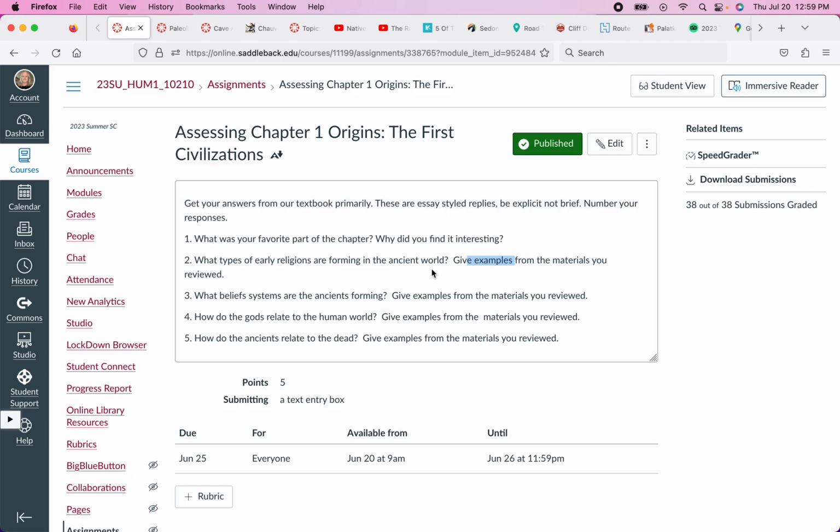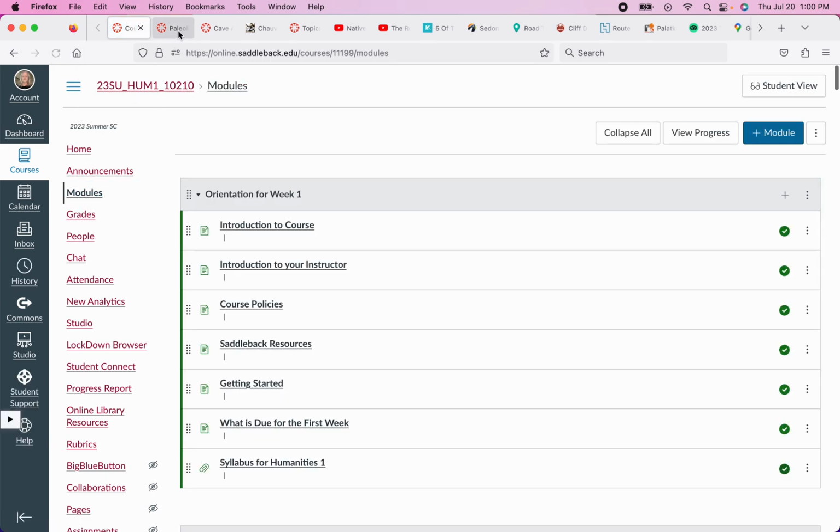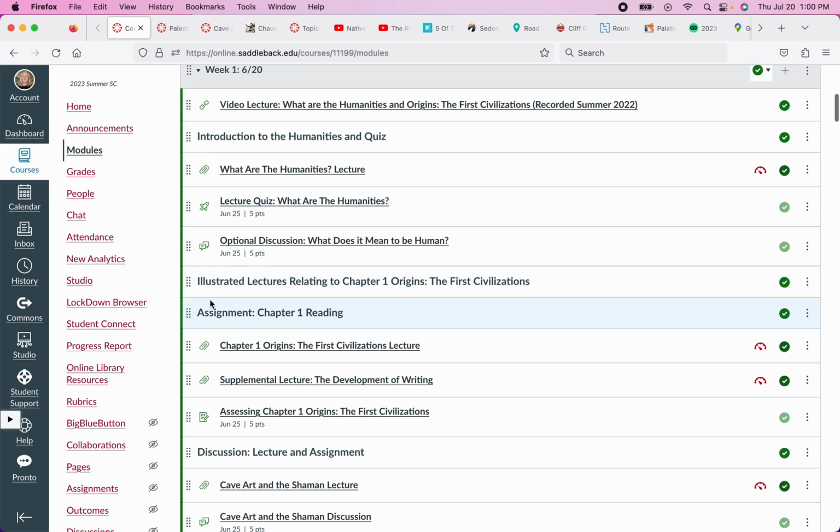So what types of early religions are forming in our chapter? What belief systems are forming? How do the gods relate to the human world? These are general questions that you will find answers in. And what these questions are designed to do is to show that you are reading the entire chapter. So realize that that is the goal of the assignment.